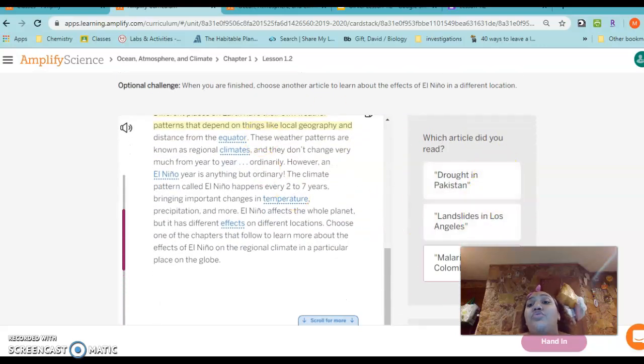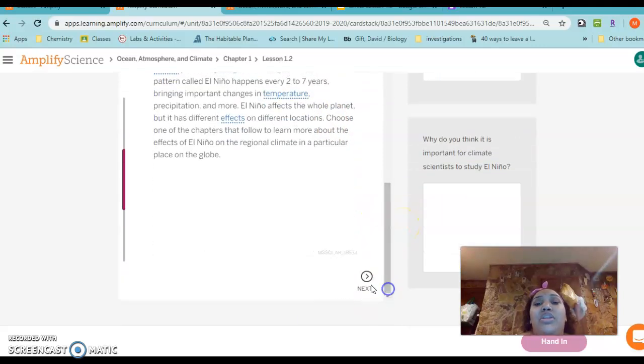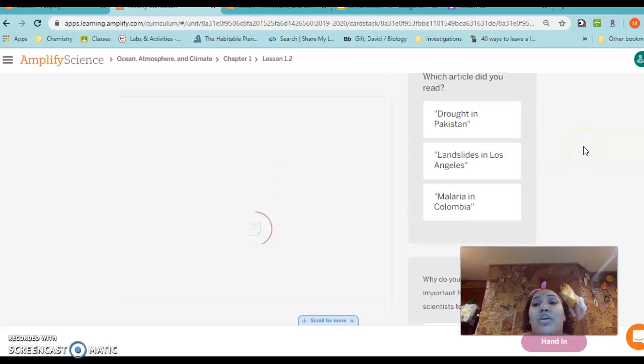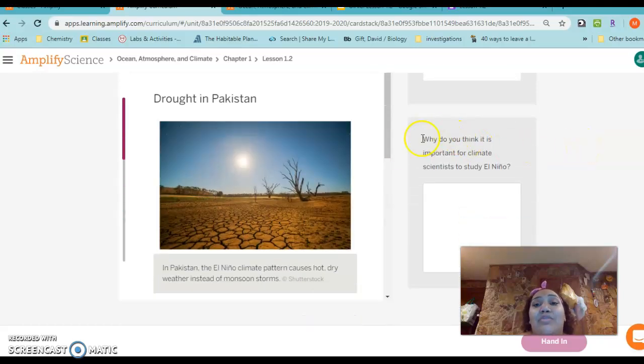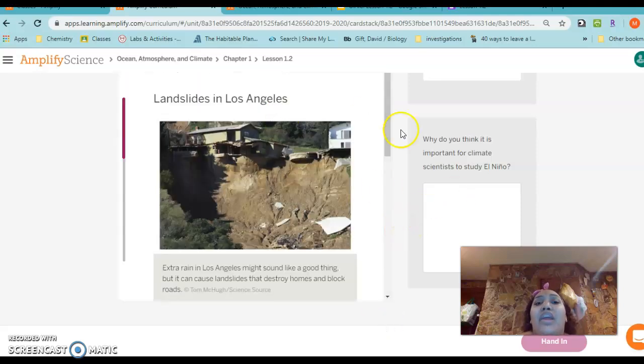So you're then going to choose which of the second articles you're going to read. You can read drought in Pakistan, landslides in Los Angeles, or malaria in Colombia. So if you scroll down, you'll see the next button. You just hit the next button to choose your article. So the one about the drought in Pakistan is next. If that's not what you want to read, you just hit the next one. And then that'll take you to the next article.